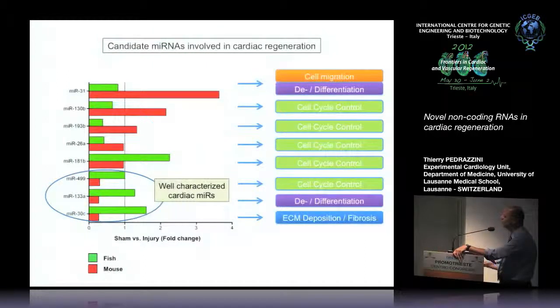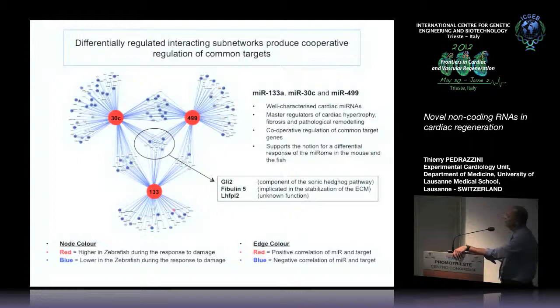Interestingly, if you look at the subnetwork, they create a subnetwork in themselves, and they have a cooperative subnetwork that can be extracted from this information. Now, all the expected targets are there, but in addition, you have common targets between these miRs, two by two, or even if you consider all of them together. And the ones that are predicted here, for instance, GLI2, a component of the Sonic Hedgehog pathway, or fibulin 5, which is implicated in the stabilization of the matrix.